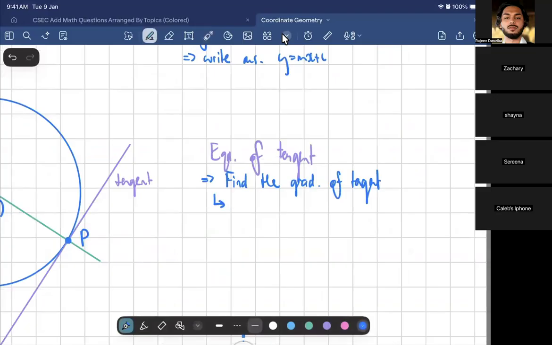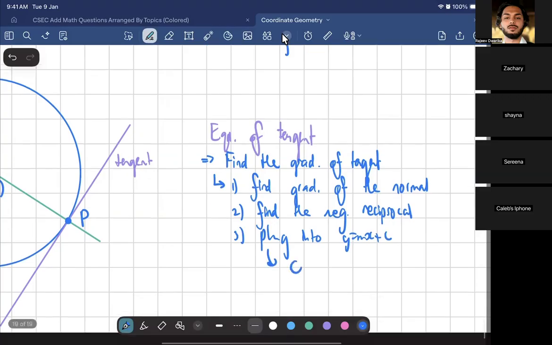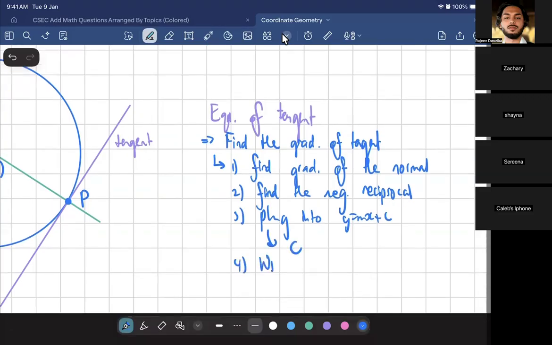So to find the gradient of the tangent, number one, you're gonna find the gradient of the normal. Number two, you're going to find the negative reciprocal. Number three, you're gonna plug it into y is equal to mx plus c, and in doing this, you find for c. Number four, write a complete answer.